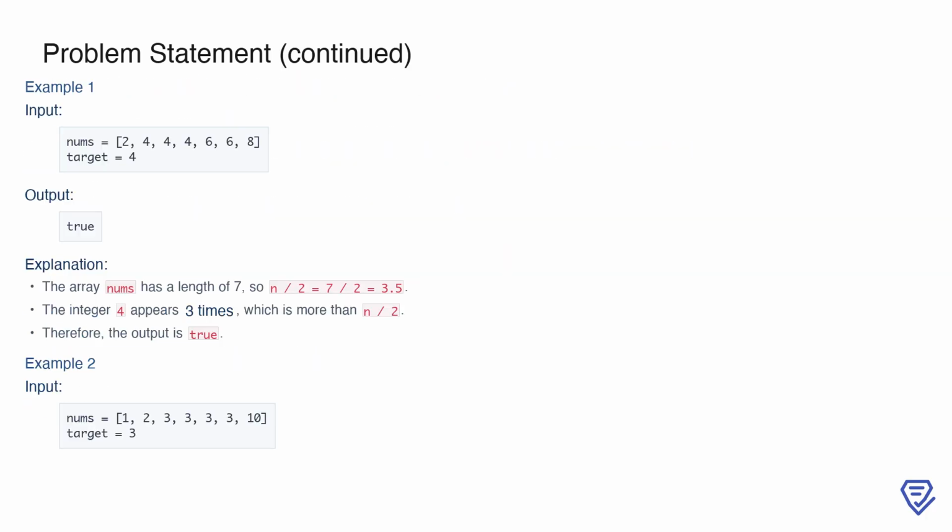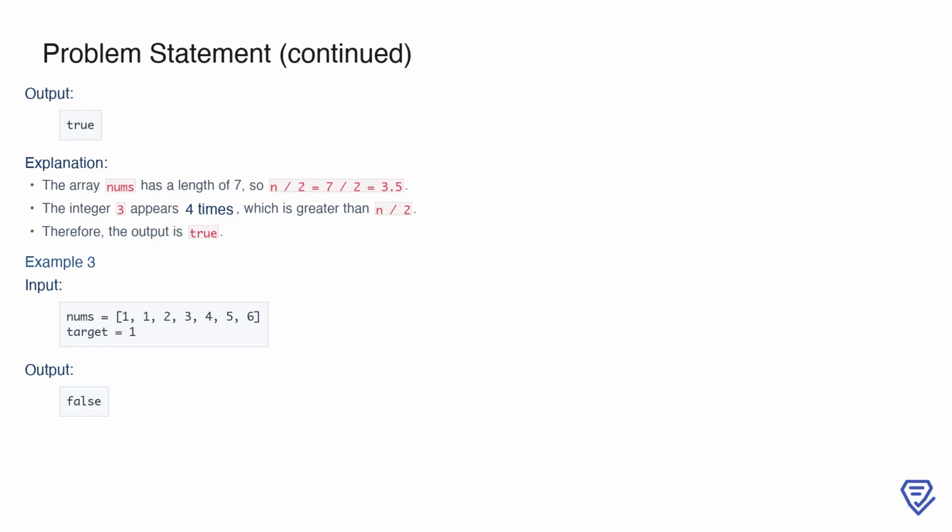To understand the problem more clearly, let's look at the first example. We have the input array nums equals 2, 4, 4, 4, 6, 6, 8, and the target is 4. The length of the array is 7, which means n/2 equals 3.5. Now, the number 4 appears 3 times in the array. Since 3 is not greater than 3.5, target does not meet the majority condition, so the output is false. This example demonstrates how we calculate the majority threshold and compare it to the count of the target.